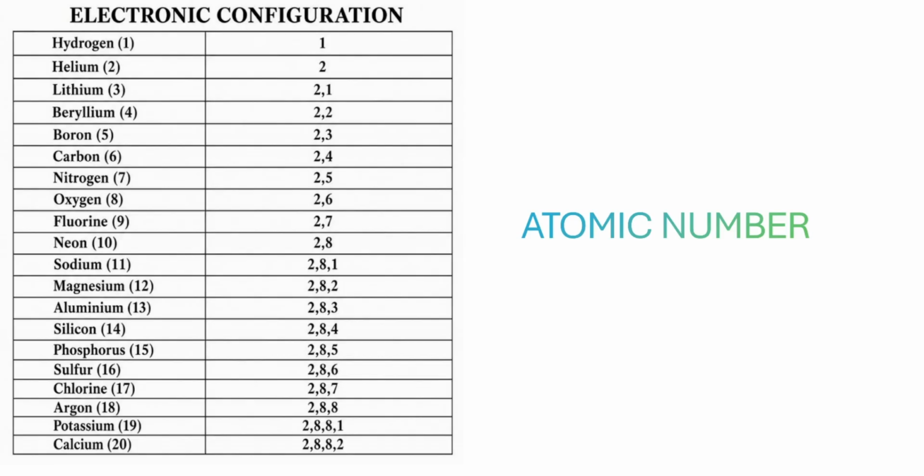Now, this table shows the first 20 elements in order of the atomic numbers alongside the electronic configuration. I hope you also recall that the atomic number of any element is equal to the number of protons of the said element, which is also equal to the number of electrons of the element. For example, sodium is the 11th element. It has 11 protons and also 11 electrons. The only time the number of electrons changes is when the atom becomes an ion. We will discuss that when we talk about the electronic configuration of ions.